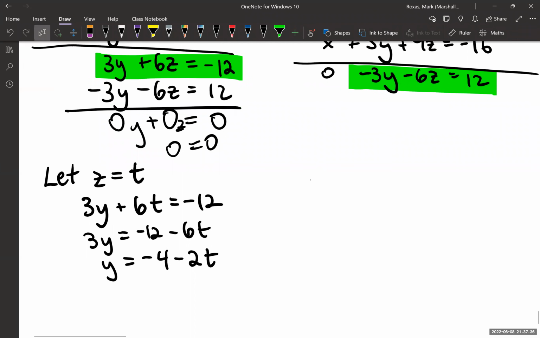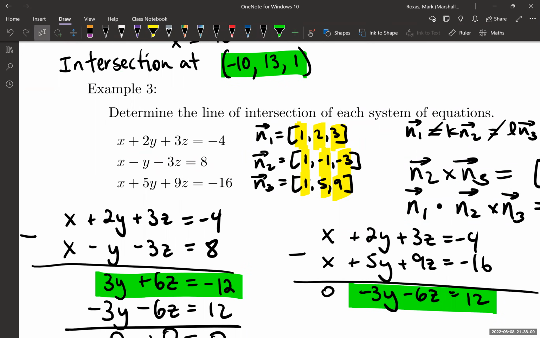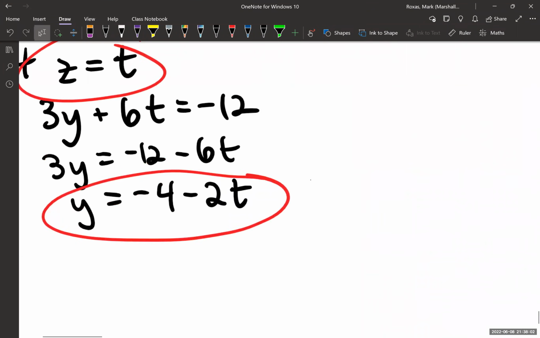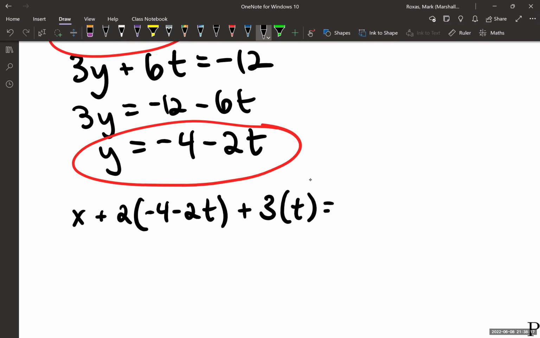That gives us one parametric equation already. What about another one? I can try to find x now. I already have z equals t as well, so all I need is x. So you just take one of the three equations that are given to you at the beginning of the problem. Take the first one, x plus 2y plus 3z. So x plus 2y, where y is now replaced with negative 4 minus 2t, plus 3z, where z is replaced with t, and that's equal to the right side, negative 4.